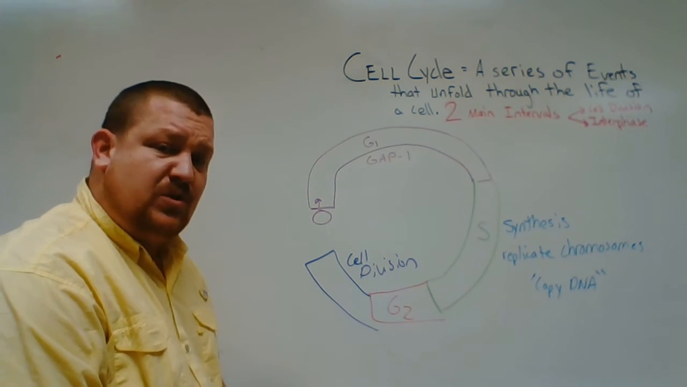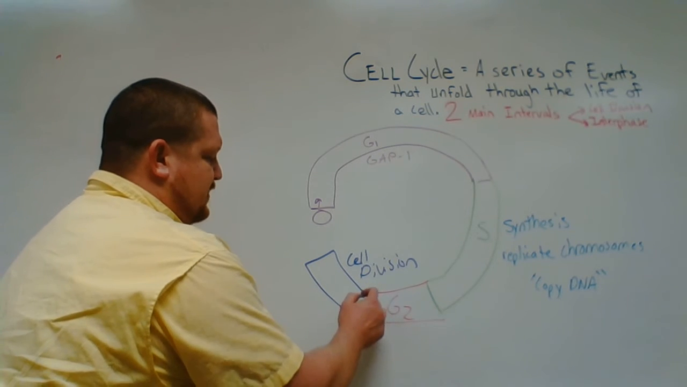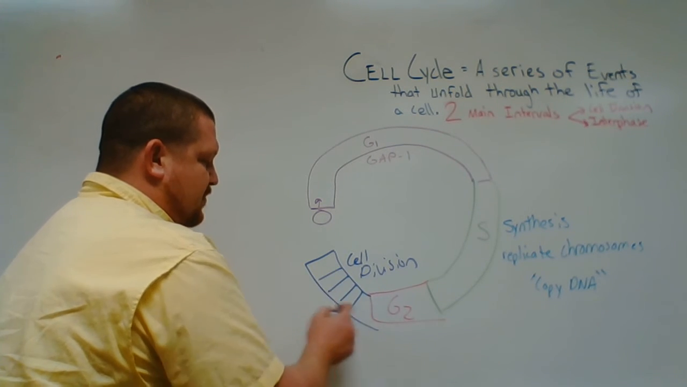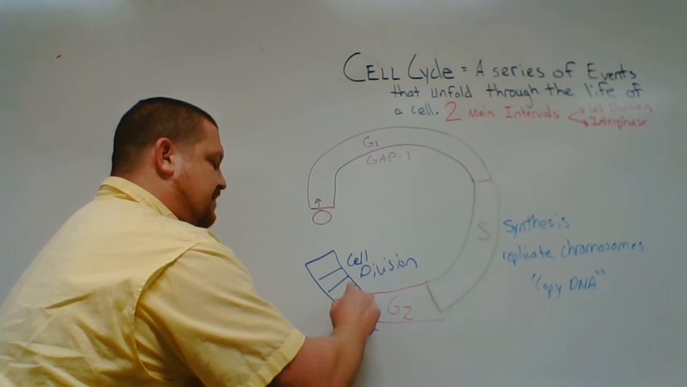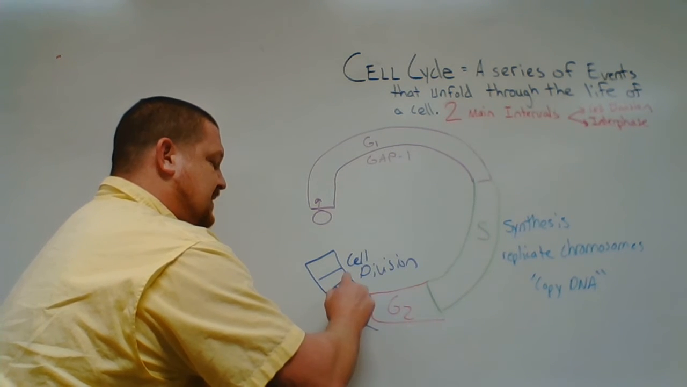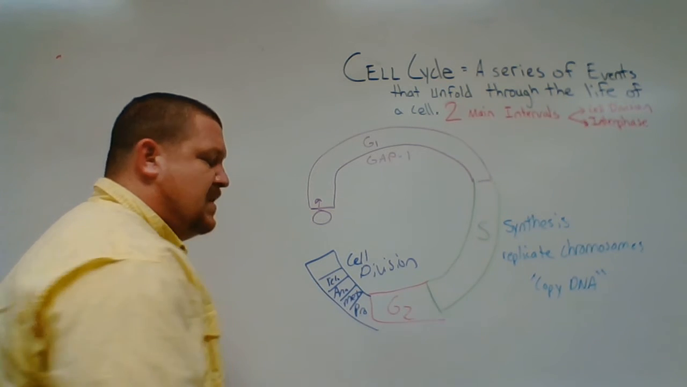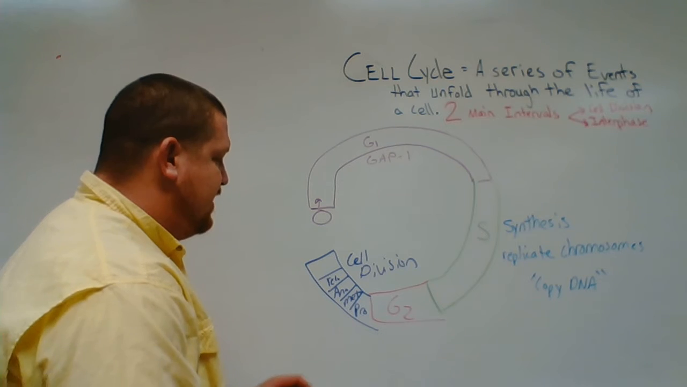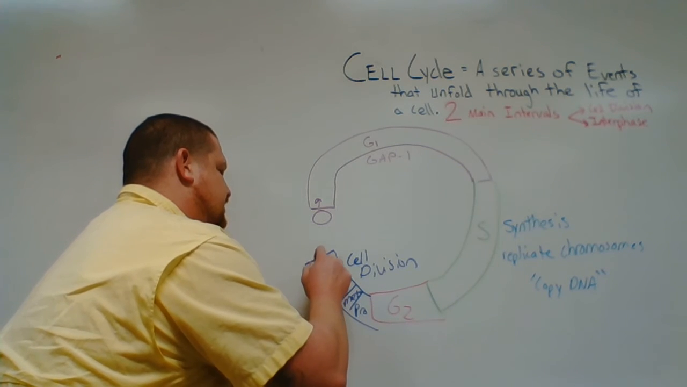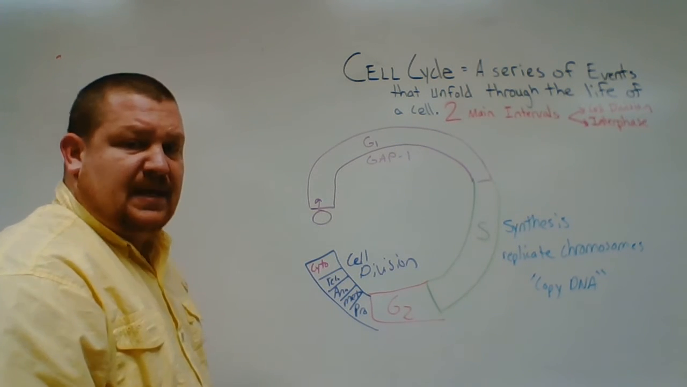Cell division is made up of two parts. We have mitosis, which is made up of four parts: prophase, metaphase, anaphase, and telophase. These are the different stages of mitosis, which will be another video. Then we have cytokinesis. We'll talk about cytokinesis later.